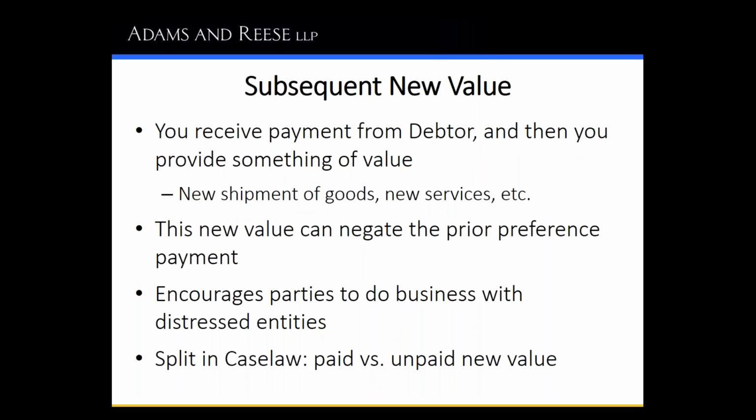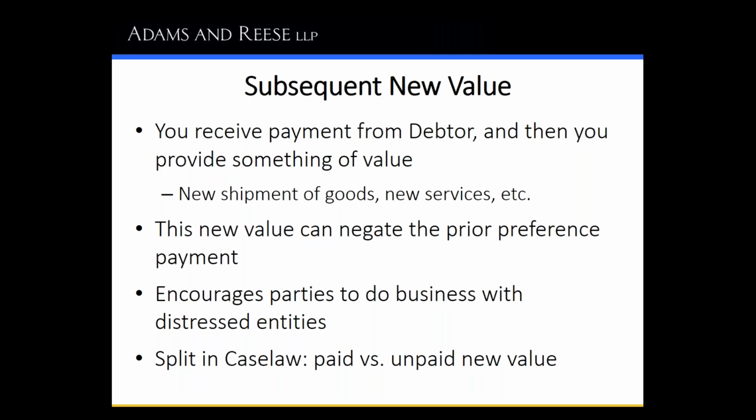Subsequent new value. This is when you receive payment from the debtor and then you provide something of value. So a new shipment of goods, new services, etc. This new value can help to negate that prior preference payment. This encourages parties to do business with distressed entities and continue to do business with debtors.